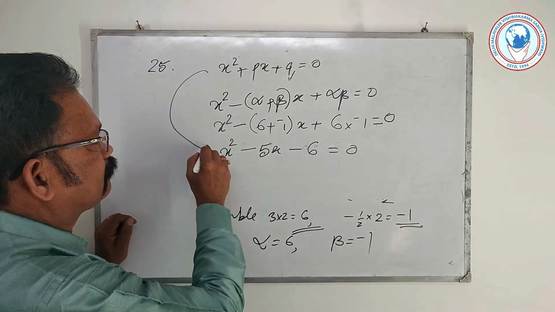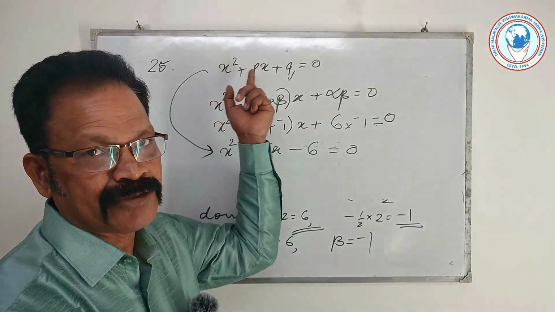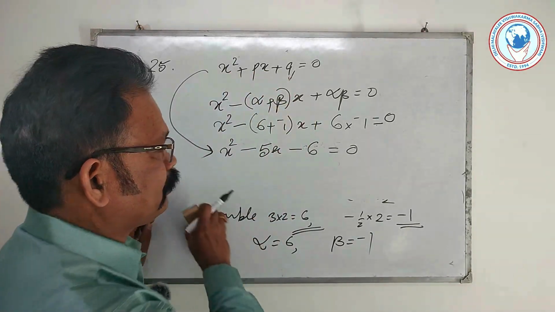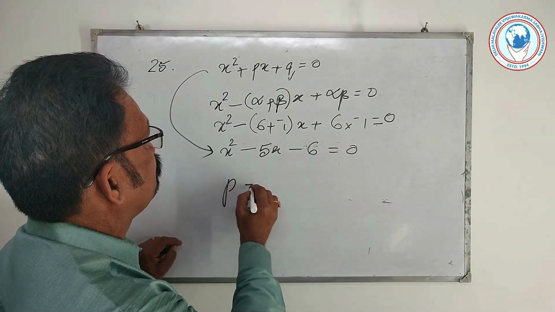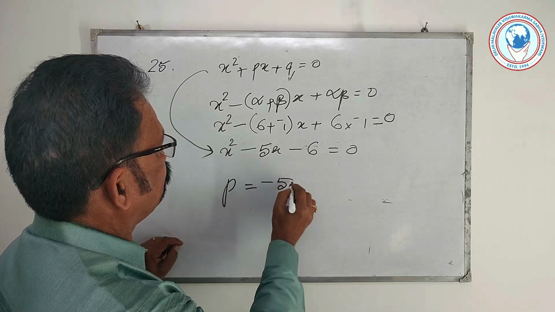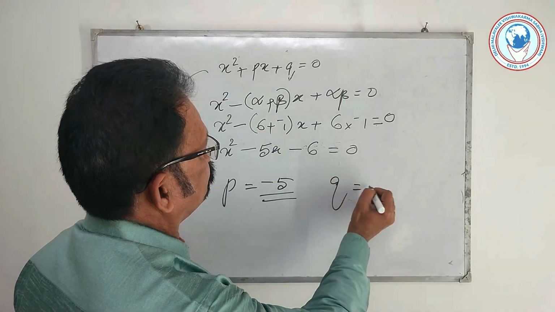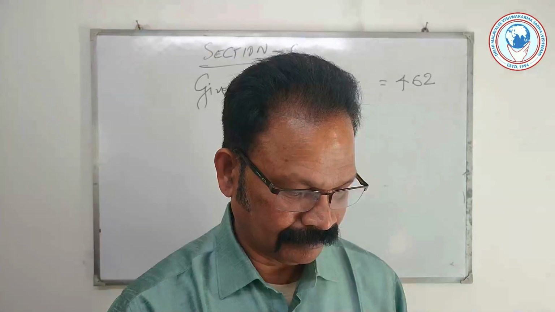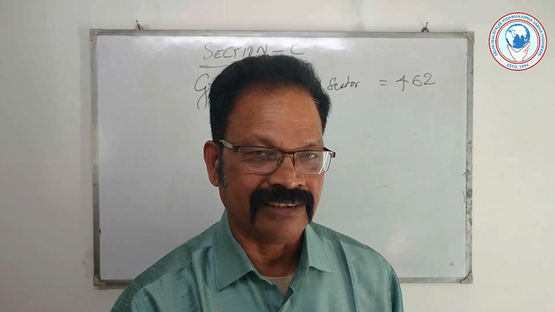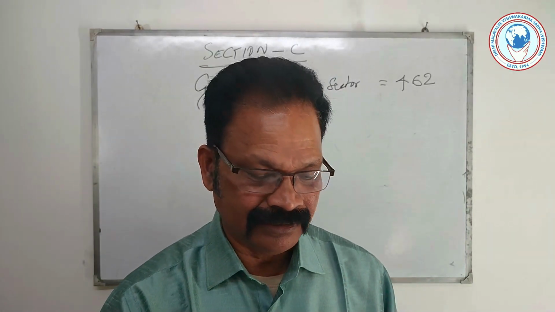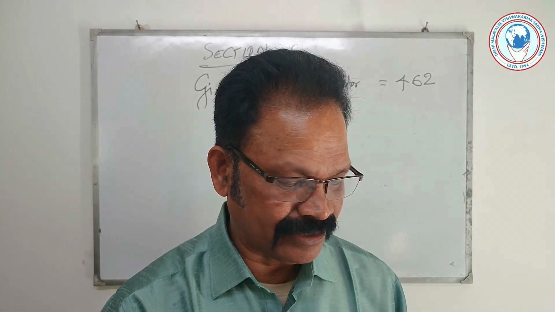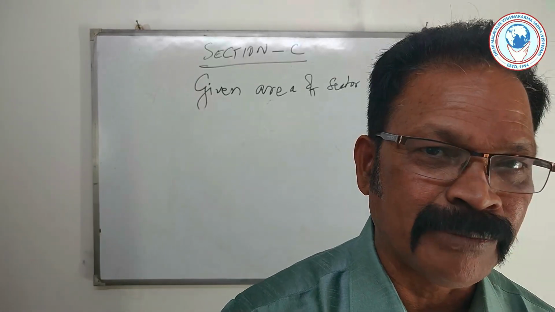So this is the equation, x square minus 5x minus 6 is equal to 0. Comparing with the given equation x square plus px plus q is equal to 0, we get p is equal to minus 5 and q is equal to minus 6. Now section C. Section C has 6 questions carrying 3 marks each. So we go to question number 26.